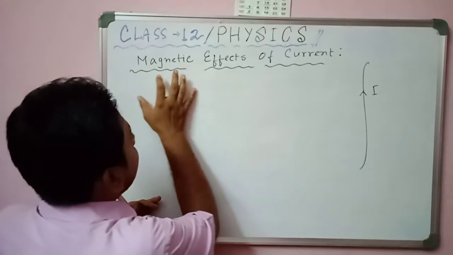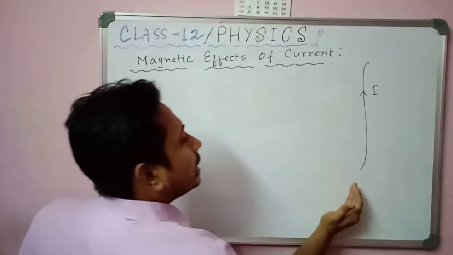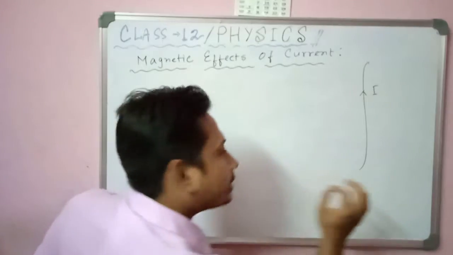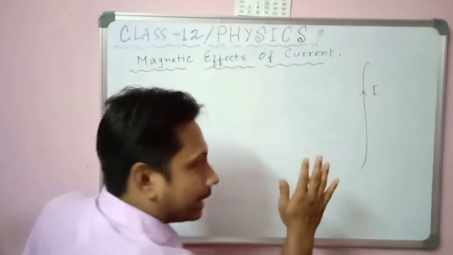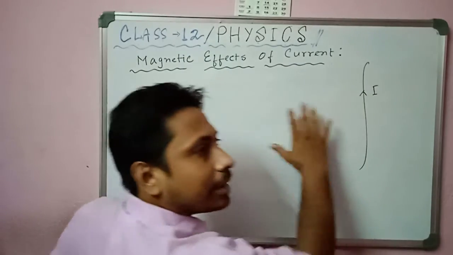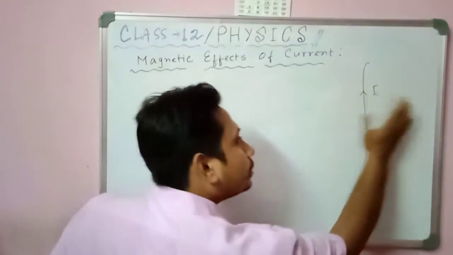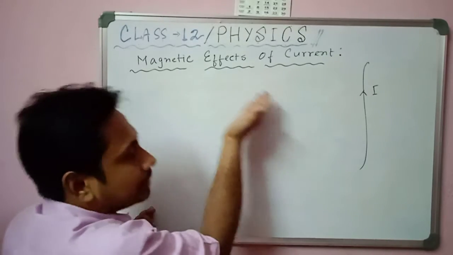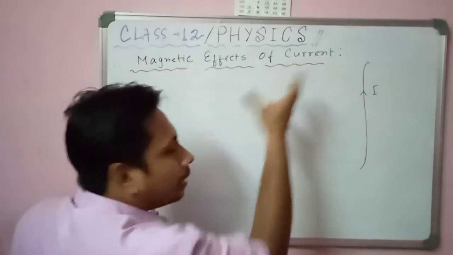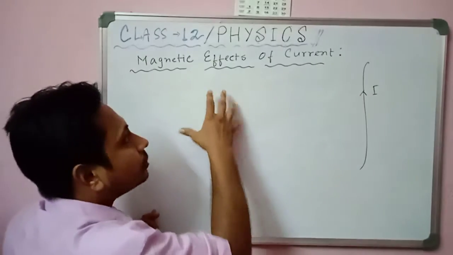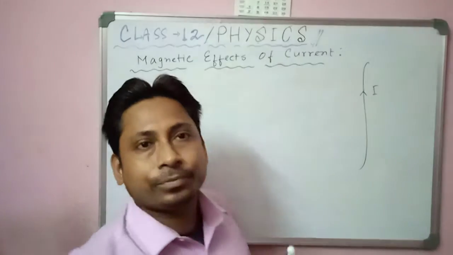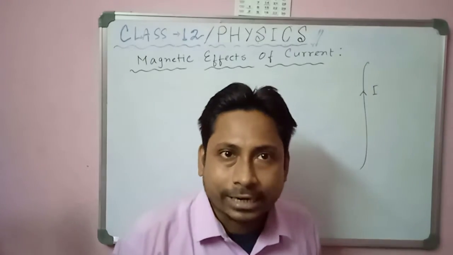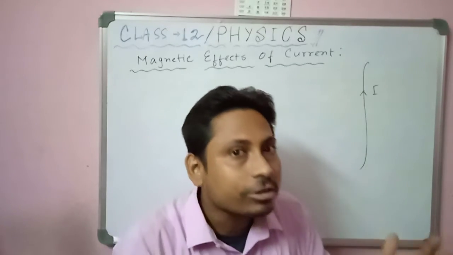So see the name, magnetic effects of current means if current passes through the conductor, meaning the flow of charges, then some magnetic effects, magnetic fields, are produced round the conductors. This effect is called magnetic effects of current. Magnetic effects occur due to the flow of current. Okay, got it? So that's why the name magnetic effect of current. It means if current passes through the conductor, it produces a magnetic field round the conductor.